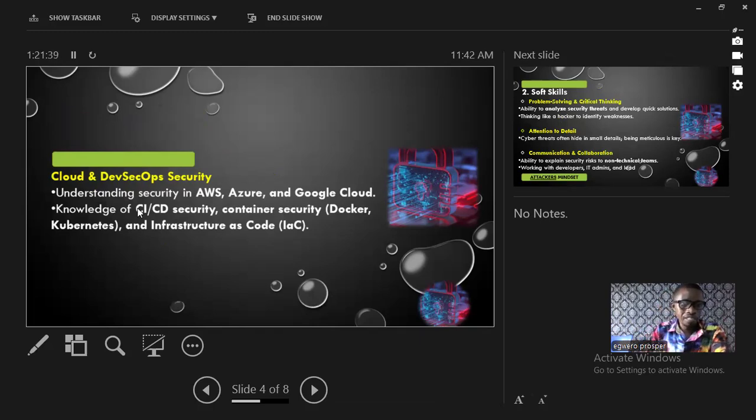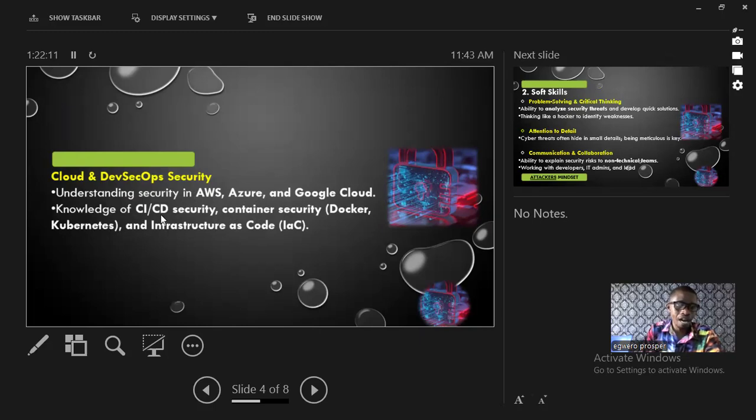So cloud and DevSecOps skill. Understanding security in what? AWS, Azure. These are cloud storage, right? So in case you don't know before now, the cloud storage you are hearing about is made up of this. Amazon, AWS, Azure, and Google Cloud. These are the cloud storage we're talking about today. So you should have basic knowledge of them.